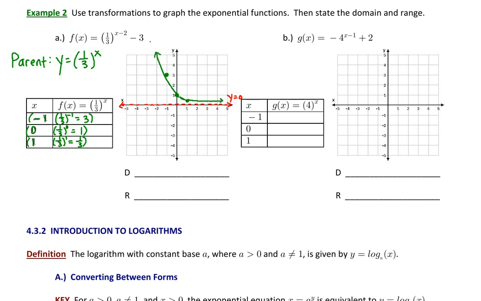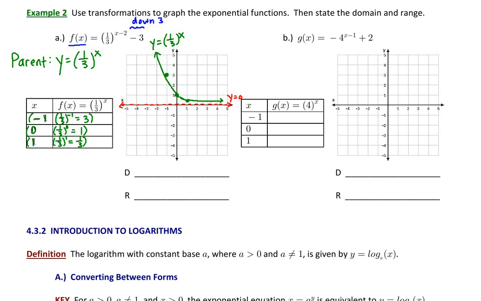So let's go ahead and label that as 1/3 to the x. But remember, our original purpose was to graph this function f of x. f of x has 2 transformations. Now remember, if you subtract a constant from the function outside of the argument of the function, it's a vertical transformation. Because we're subtracting 3 here, we're going to move that parent function down 3 units.